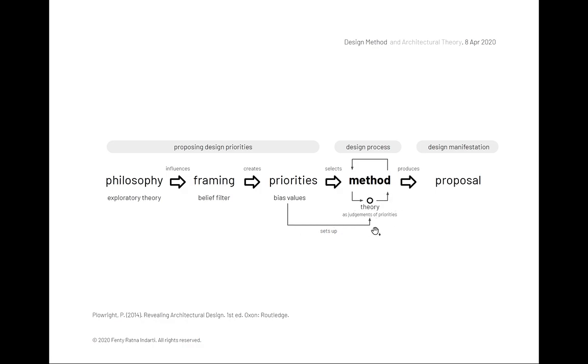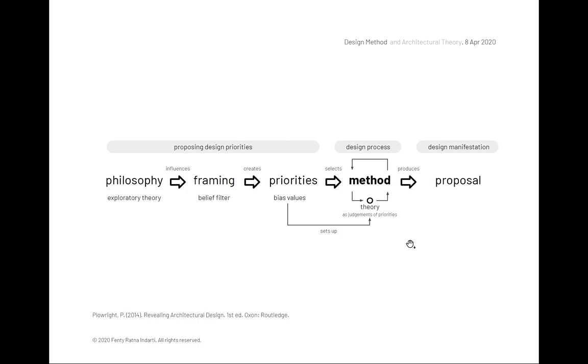Inside the design process, theory is based on bias values to make judgments of the priorities. It means that the selected theory helps in testing or evaluating the appropriateness of the design priorities used to manifest a design. Lastly, the method used in the design process avails producing the design manifestation in the form of a proposal.